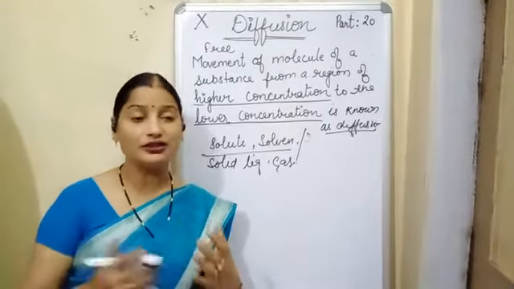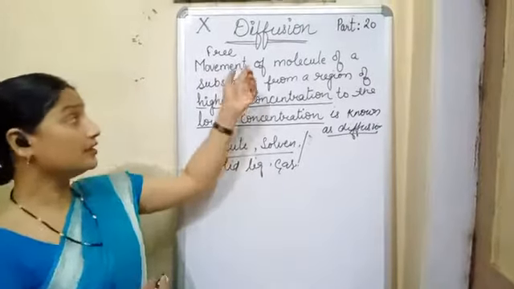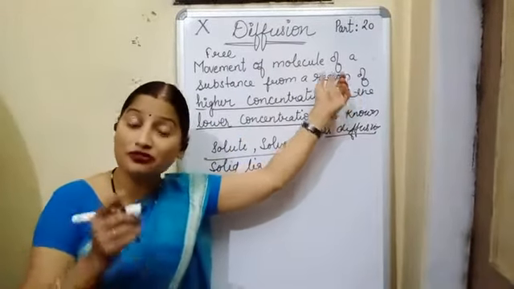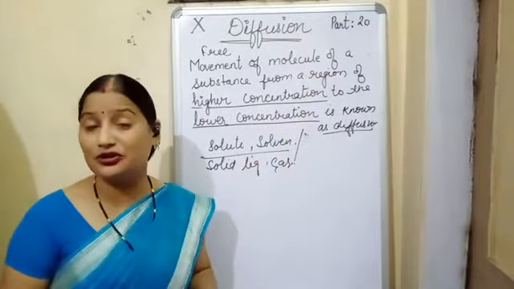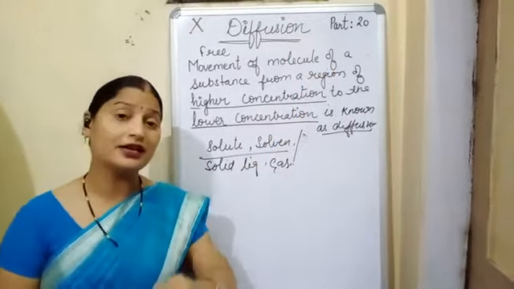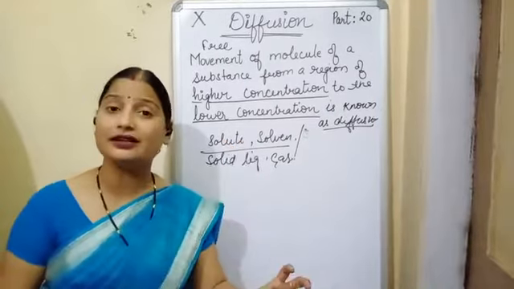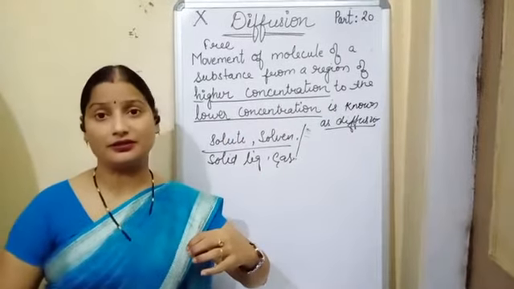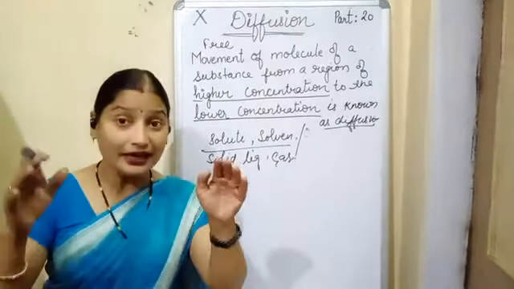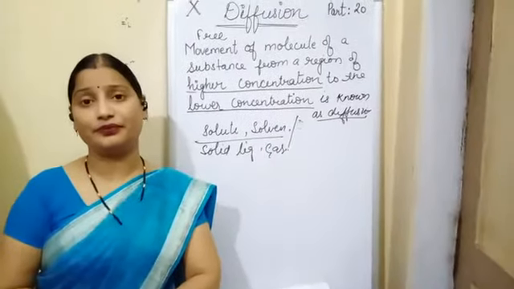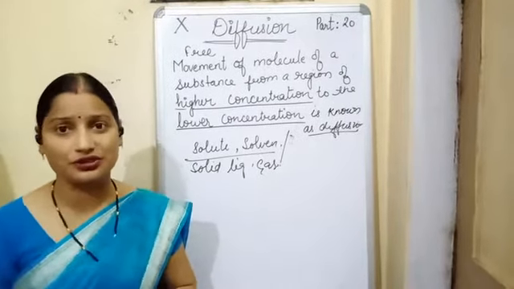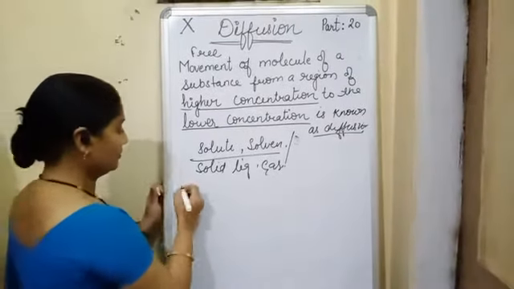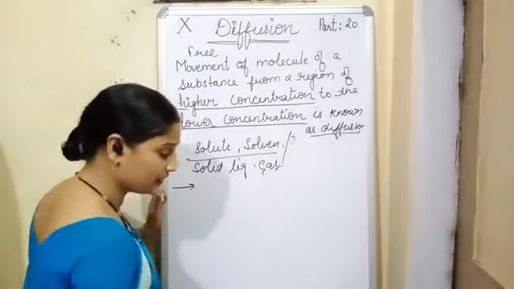Now see, on this basis, the definition is the movement of molecules, the movement of particles, from the higher region. The higher region means from where it has originated, to the lower region until it reaches equilibrium, until it becomes constant. Then that is called diffusion. Clear?